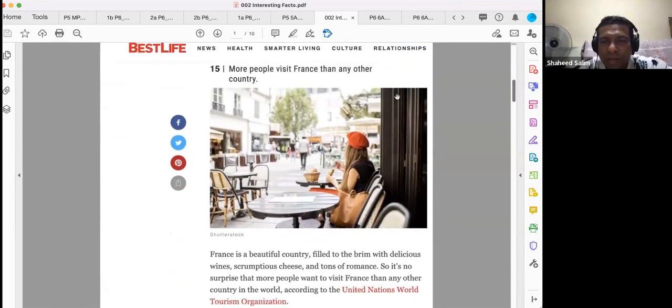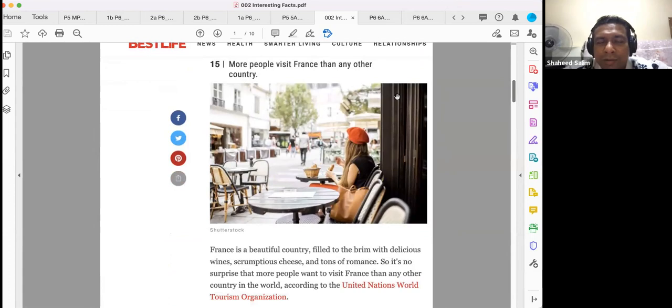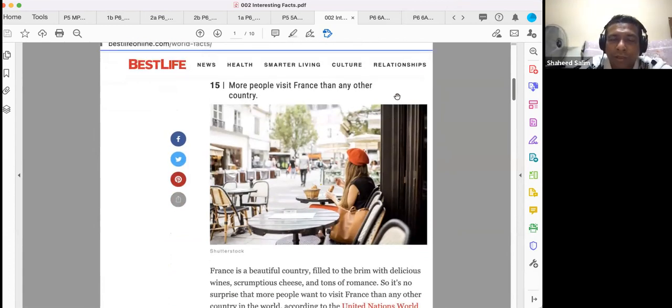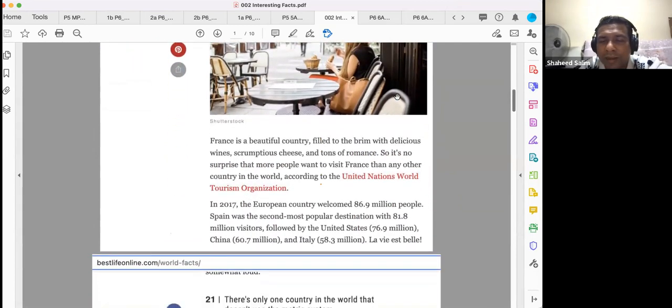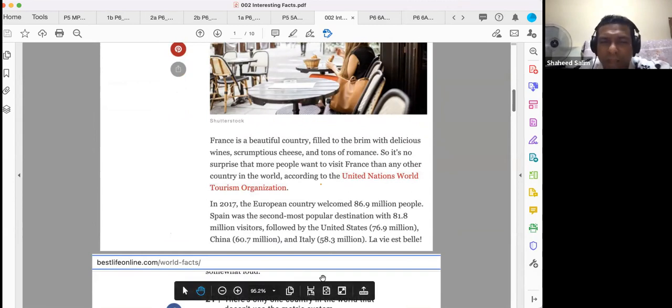Down here now: which country is visited more than any other country? It's France. The Malay word is Perancis. Now, how many visitors do they get? They get 87 million visitors every year. The US gets only about 77 million. China, 60 million. Italy. And Singapore? Singapore is less than 10 million people coming.